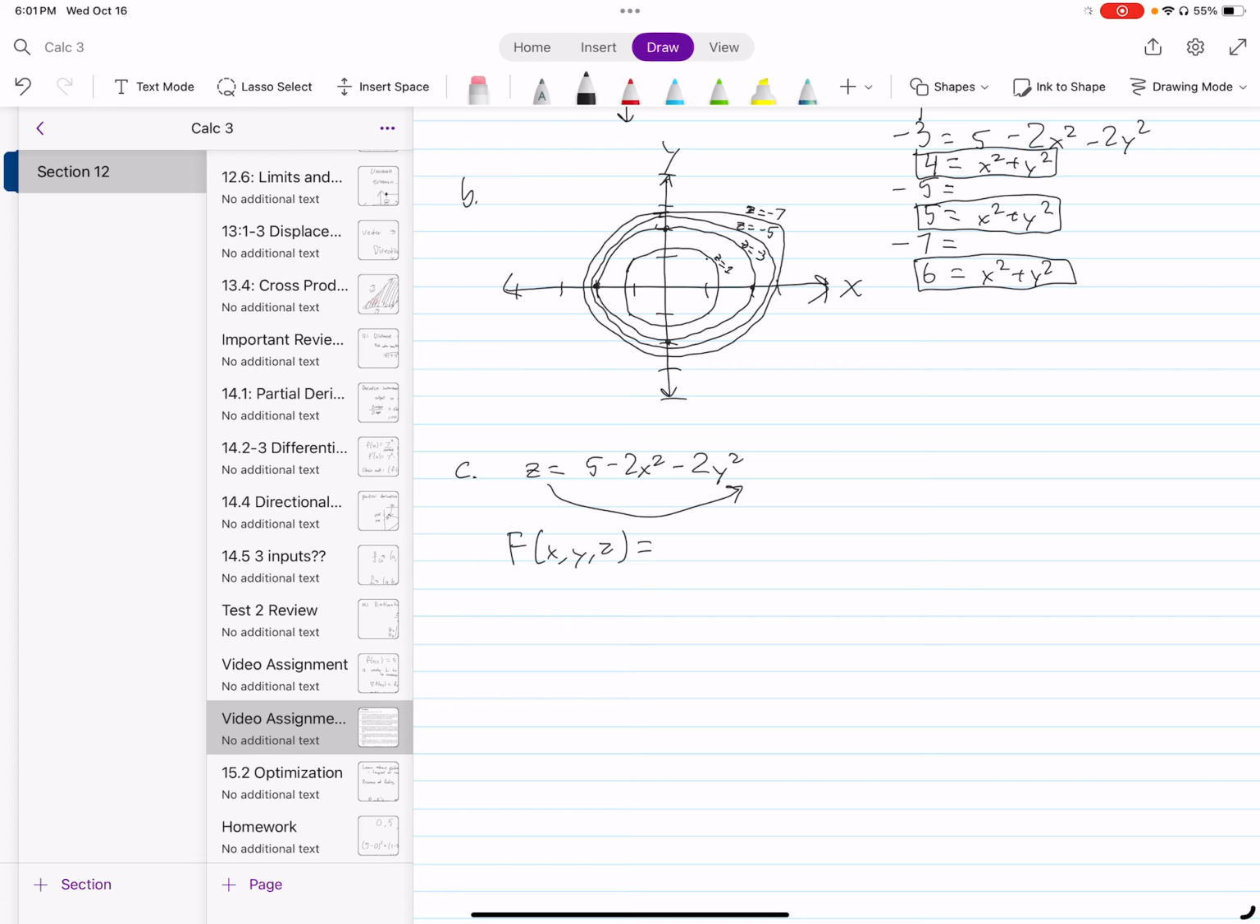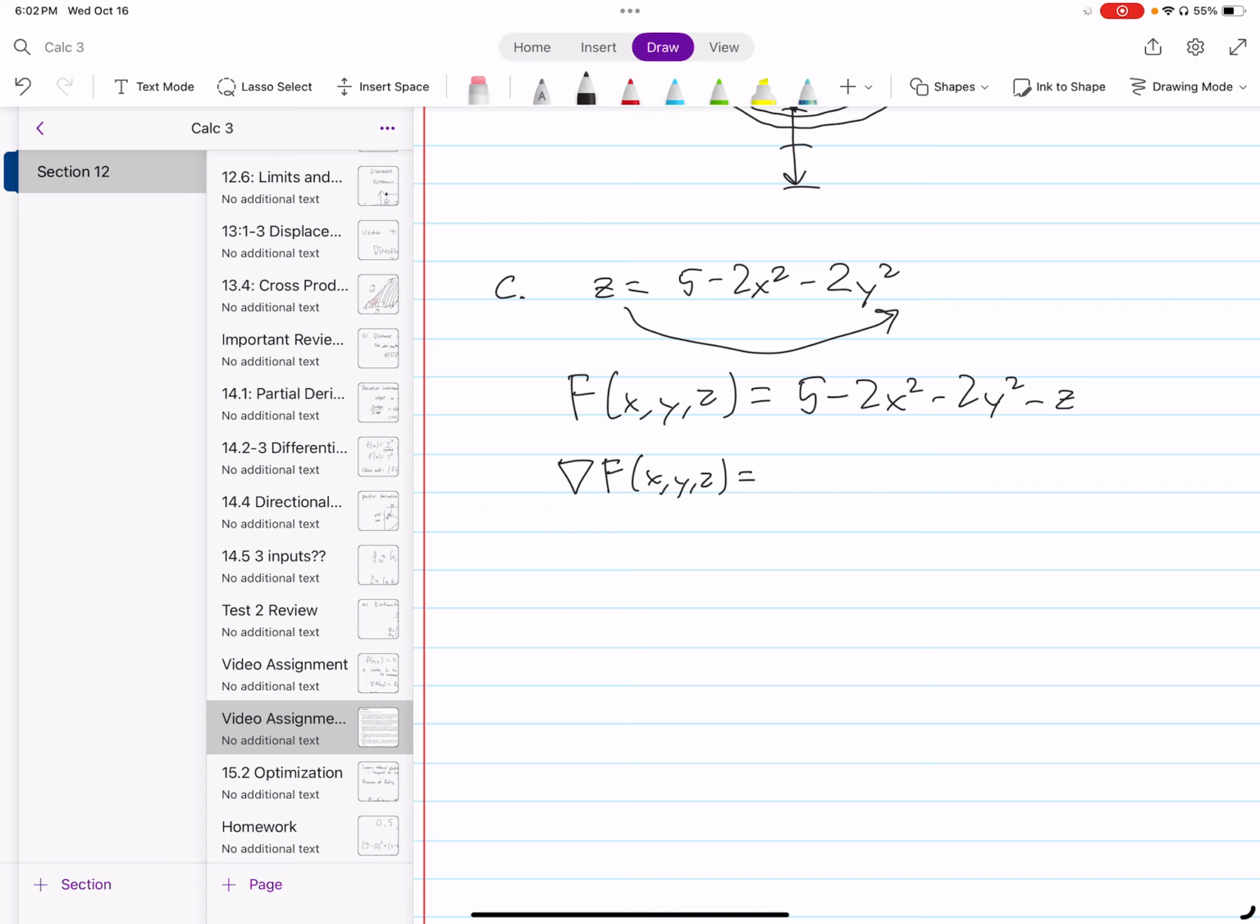And to find the perpendicular vector, we will do the same thing as we did in the first problem. We find the gradient of f of x, y, and z, which is just the partial derivatives times their corresponding vector components. So, forgot my minus z there. We will take the partial derivative with respect to x. We will get -4x times i, minus 4y times j. And since the z is just 1, it is just 1k.